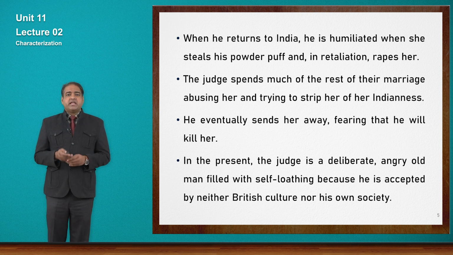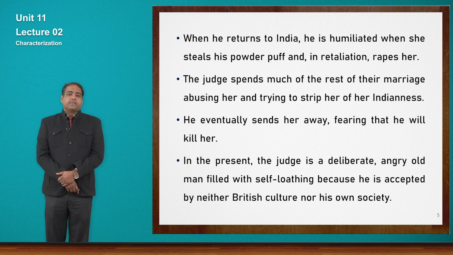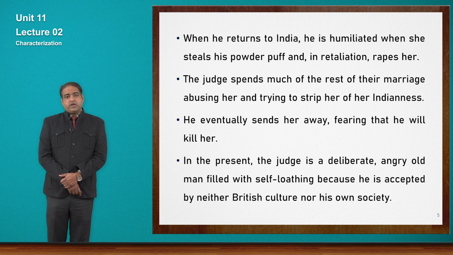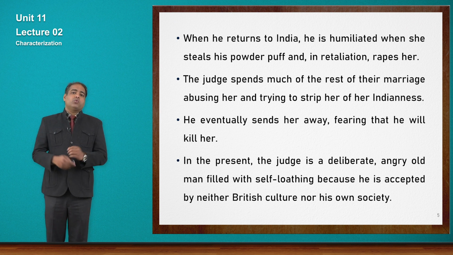He eventually sends her away, fearing that he will kill her. So finally, we saw that the judge sent her away from his house because he thought that he is so frustrated with his wife that some day he will beat and kill her. In the present, the judge is a deliberate, angry old man filled with self-loathing because he is accepted by neither British culture nor his own society.